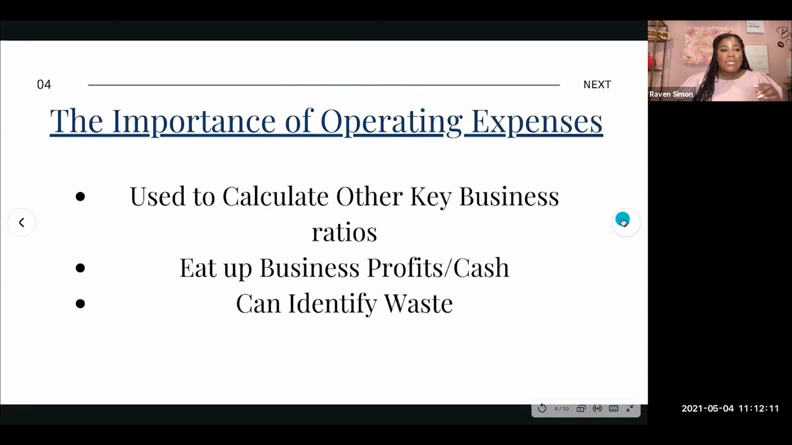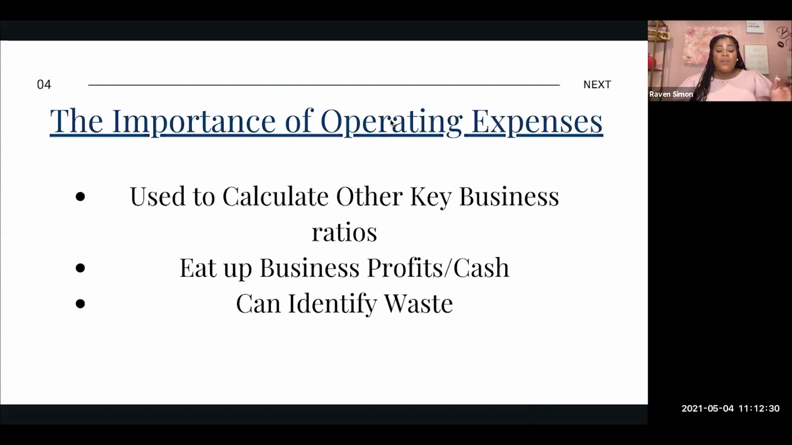So, the importance of operating expenses. I wanted to put this first so you can say, okay, why do I need to pay attention? Why do I need to listen to her? What does this have to do with my business? That is what the importance of operating expenses is going to explain to you.